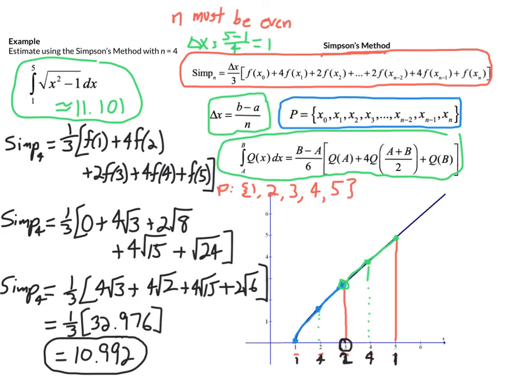So that's the third of our numeric integration techniques. There's Riemann sum, which uses rectangles, the trapezoid rule, which obviously uses trapezoids, and Simpson's method, which is based on area under a parabolic arc.